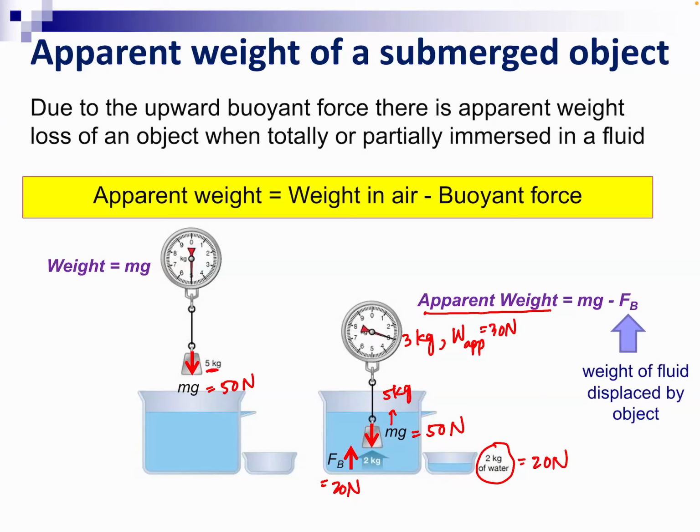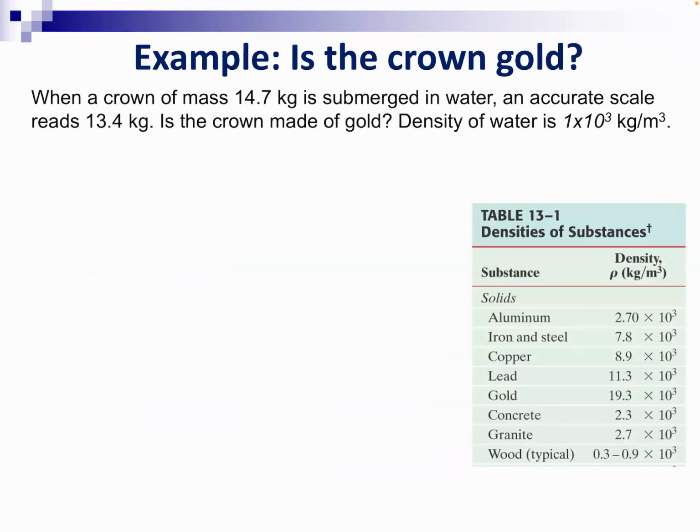Okay, are we happy with the definition for apparent weight? Let's look at an example, which is exactly how Archimedes came up with his principle, where the king asked him to determine whether the crown was really gold or whether the king was being tricked. So it's this experiment here.